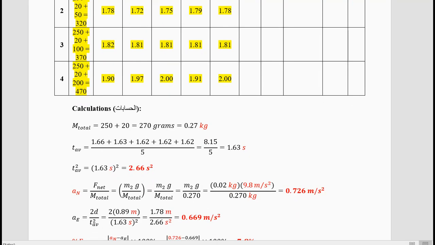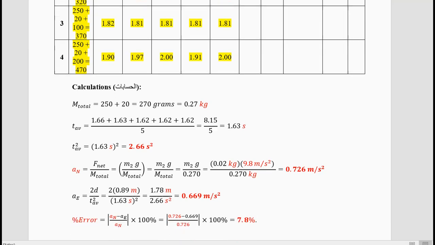Now the Newtonian acceleration is m2g divided by m total. How much is it? 0.02 kgs into 9.8, and the total mass is 270, 0.27. So 0.02 into 9.8 divided by 0.270, you will get 0.726, which is acceptable.